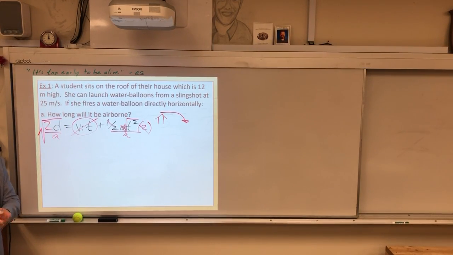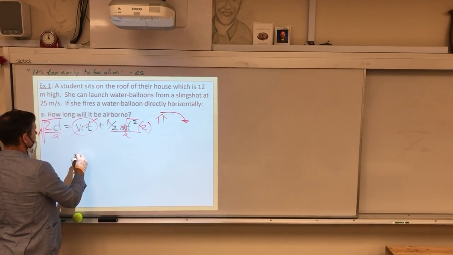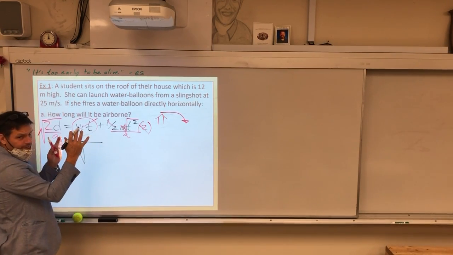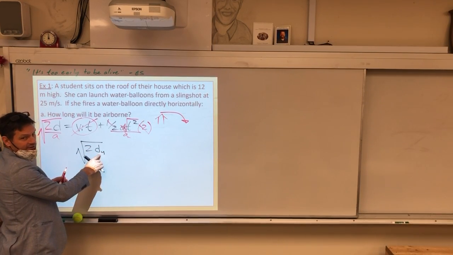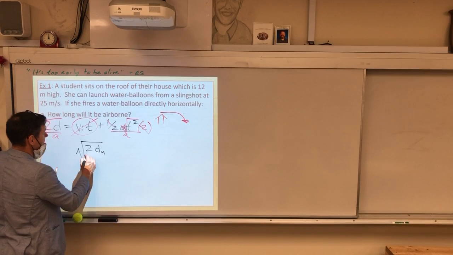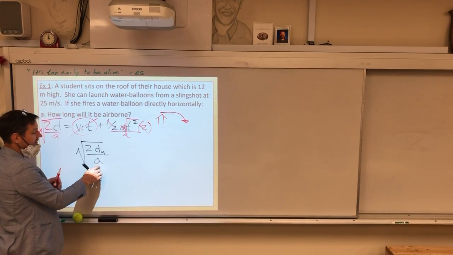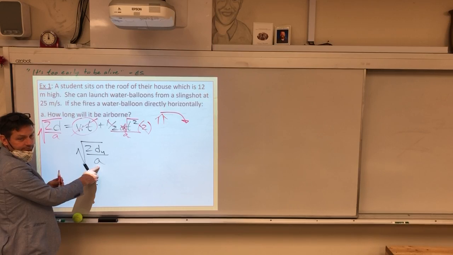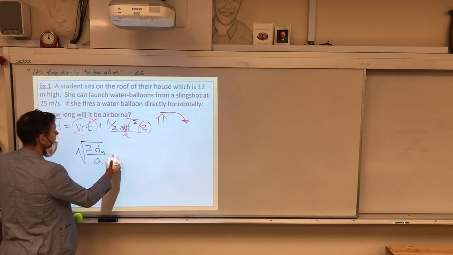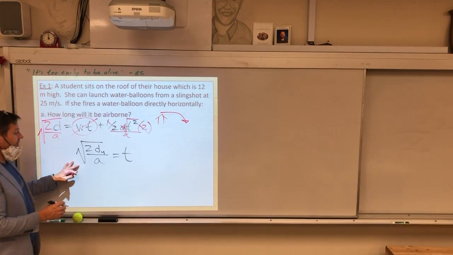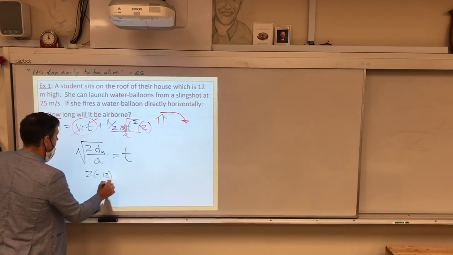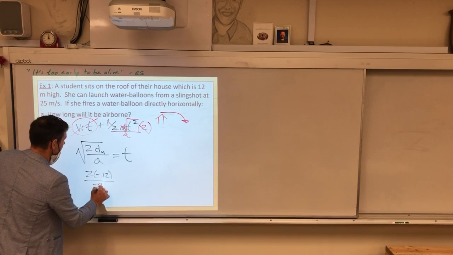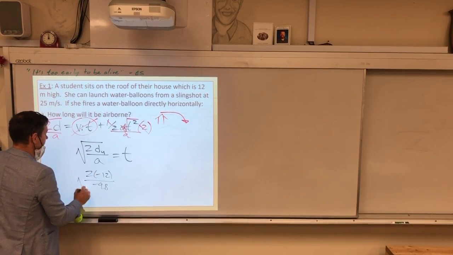So this might be something that, if you want to save a bit of time on a test or a quiz, you might remember that for vertical, 2 times d, and I'll say dy to just say this is the y displacement, not the other displacement, over a, which in this case is going to be negative 9.8, right? Most of the time this is gravity. That is equal to the time vertically. So for us, that's 2 times negative 12, because we're going down, over negative 9.8. So that gets rid of that negative square root problem.